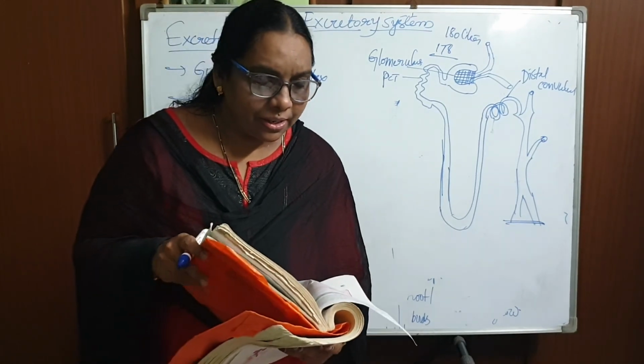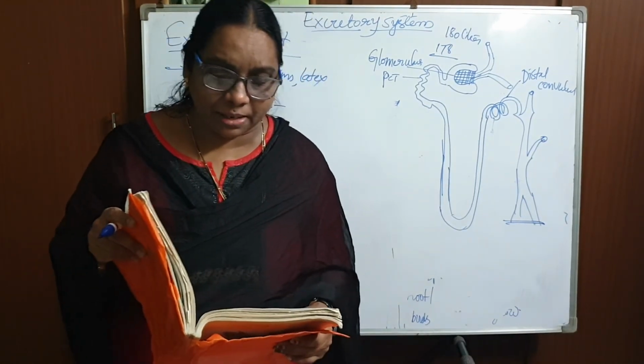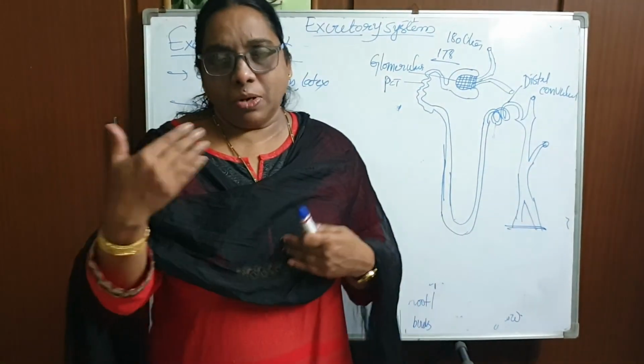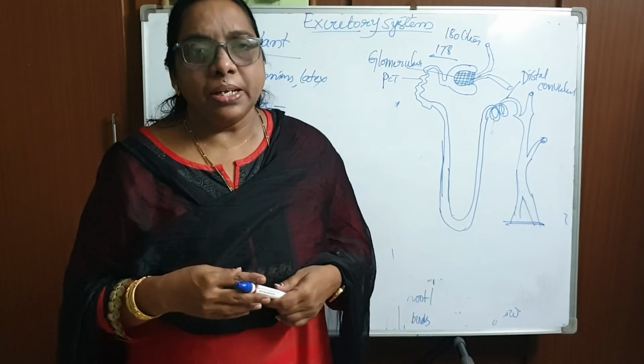Next, waste is also eliminated in the form of carbon dioxide. Especially in the heartwood of the xylem, the waste products will be sent out.